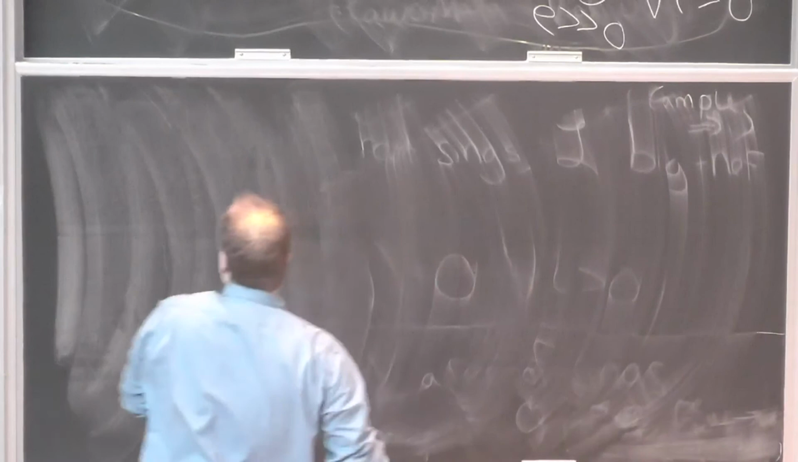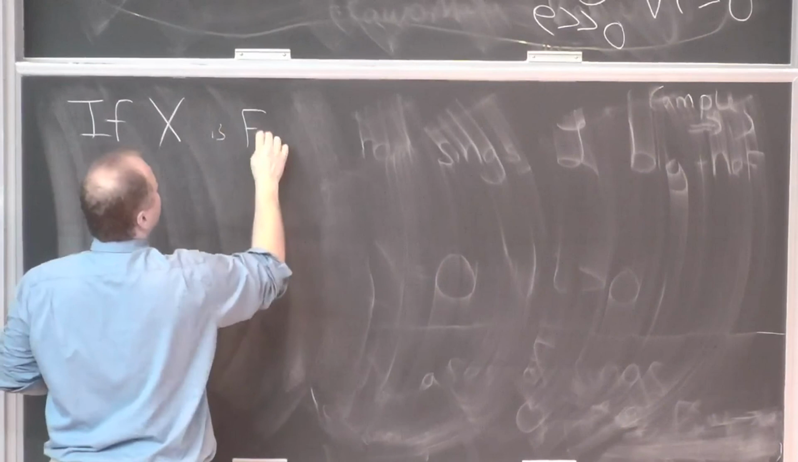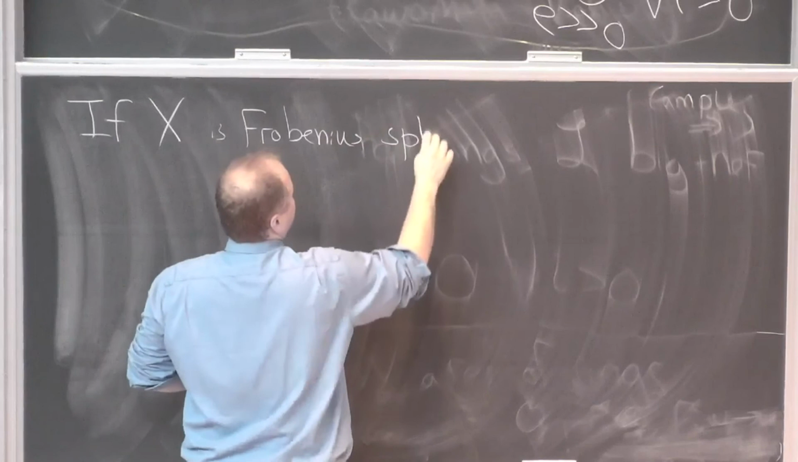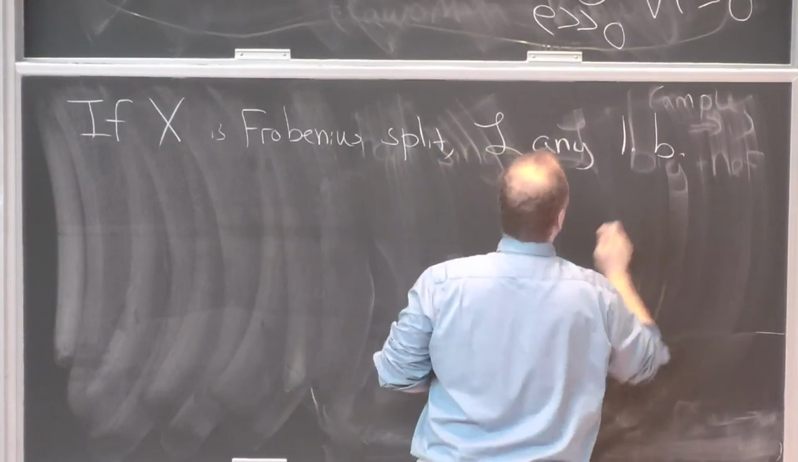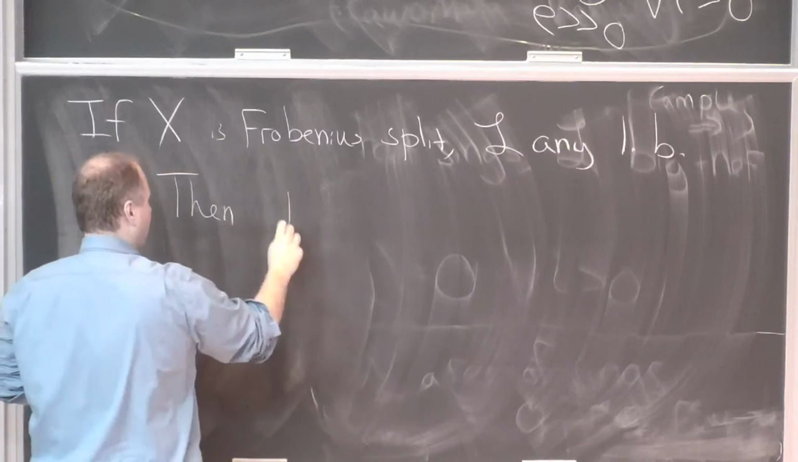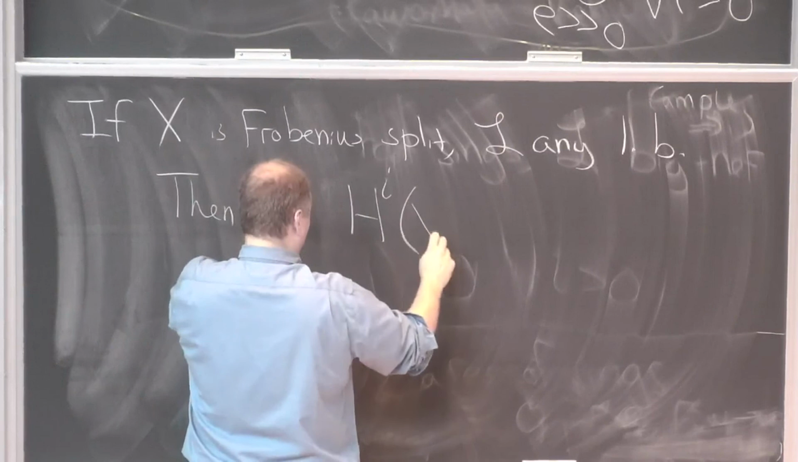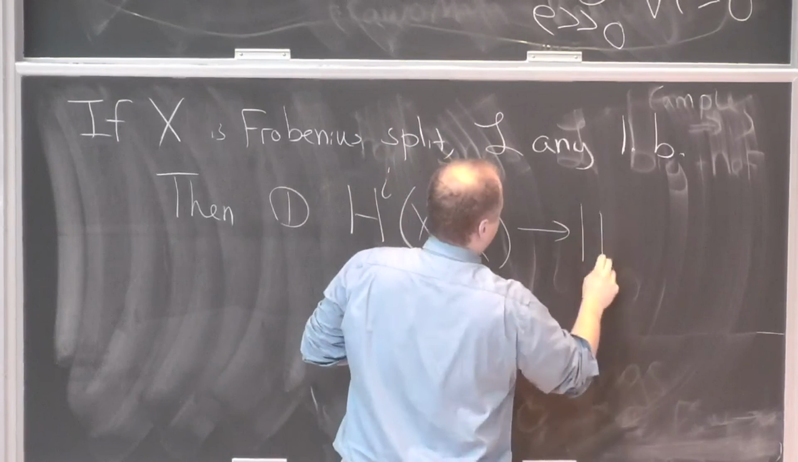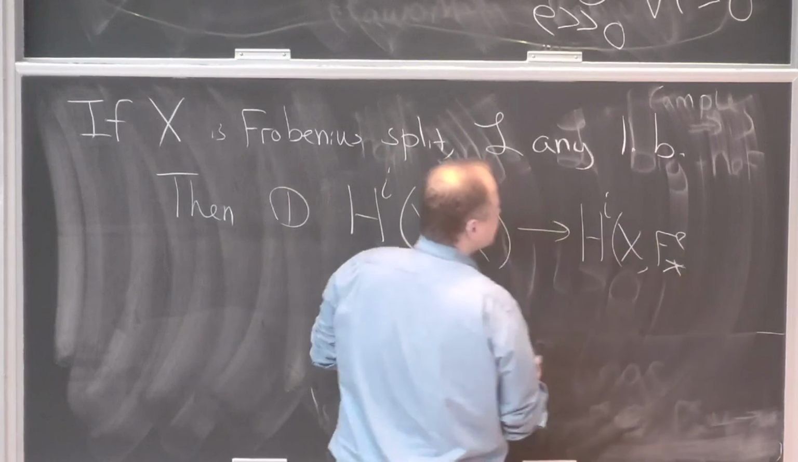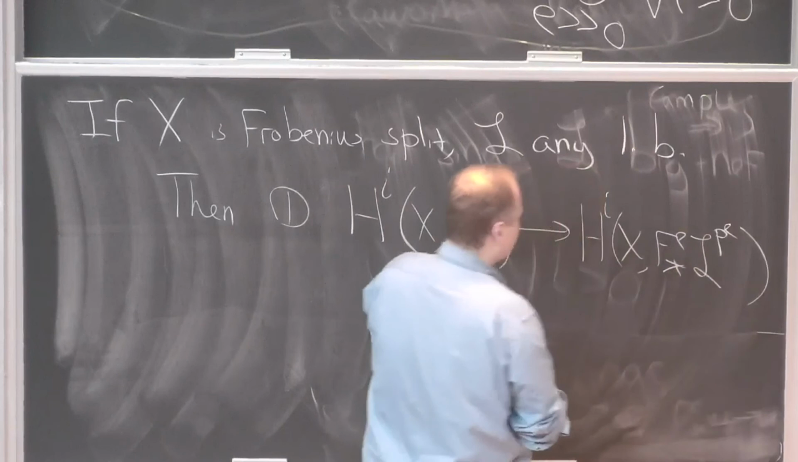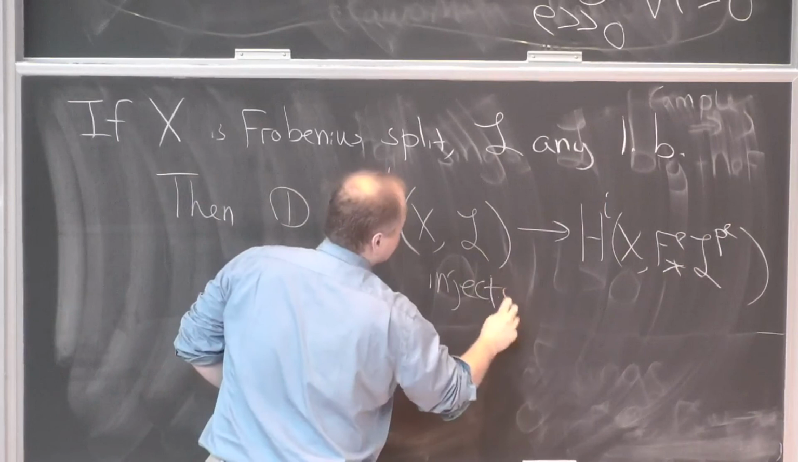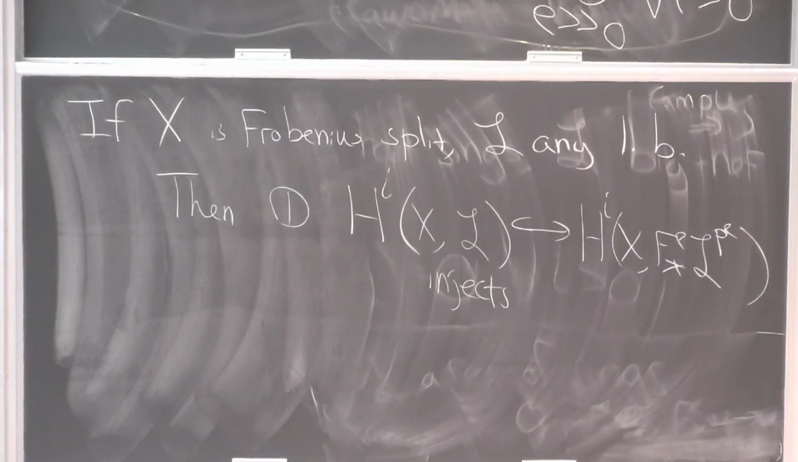If X is Frobenius split and L is any line bundle, then two things. One, any H^i, including H^0, of X, L, injects. If I tensor the Frobenius map O_X to F^e_* O_X with L, I'm going to get this map right here. This guy injects. And remember, Frobenius split just means I have a splitting map here. When I apply a functor to my splitting map, it's going to stay a splitting, so it's injective.